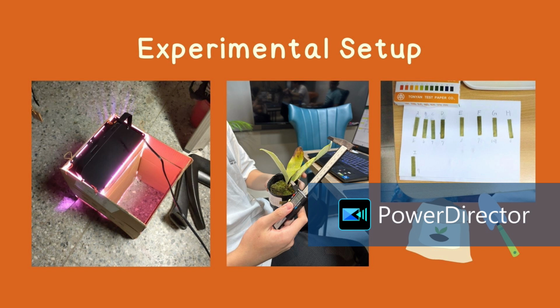Here is a picture of our experimental setup. On the very left is our box setup for the plant light, where the plant is going to spend most of its time. In the middle is a picture of how the methods of measurements are done. And on the very right is a picture of our pH testing example.